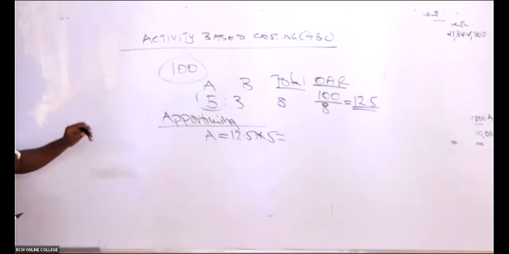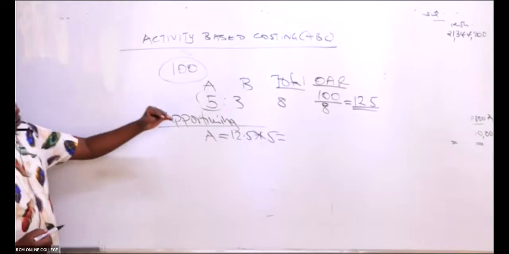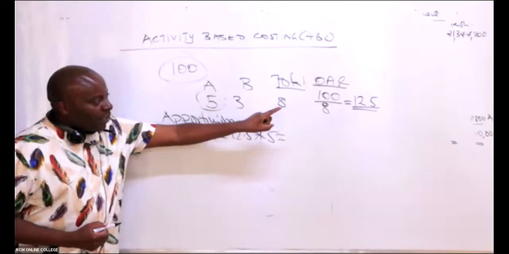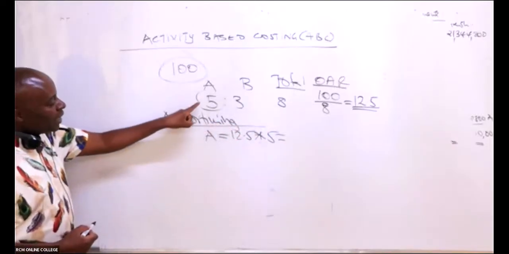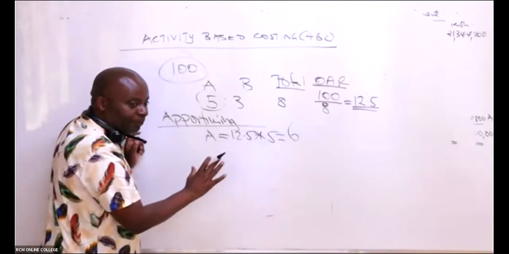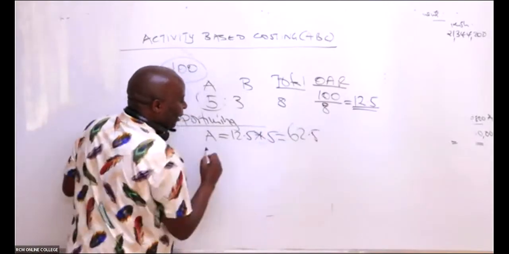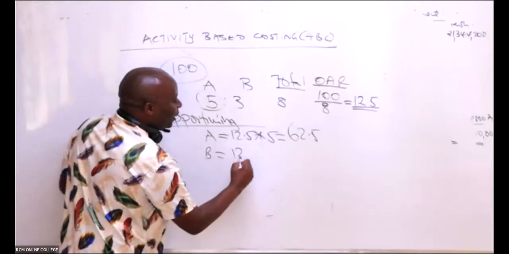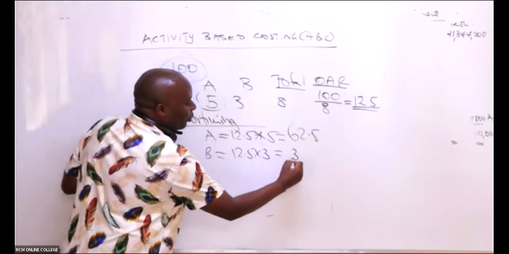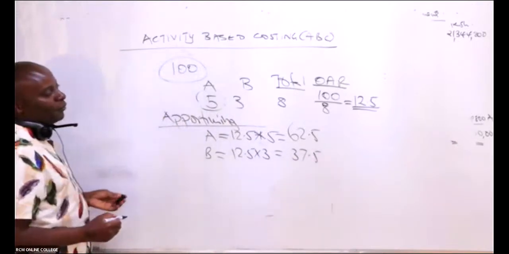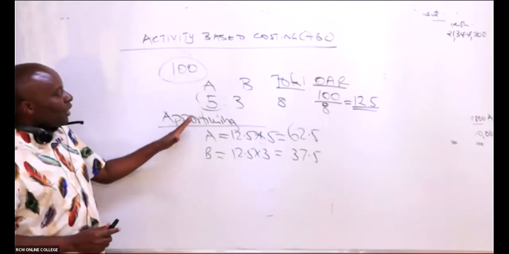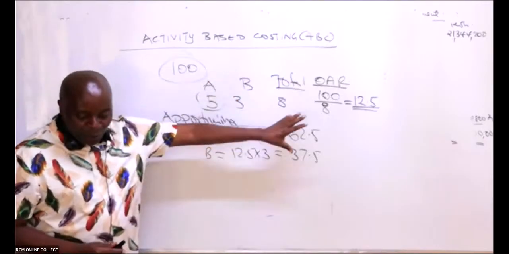OAR approach, where you take the total overhead and divide it by the total activity units. You get per activity unit, A will be consuming 12.5 and he has 5 units here. Will this give me the 60 something? You guys gave me a figure here, 62.5, isn't it? And then B, it will be the OAR times his units, times 3. And we shall be able to get the 37 point what here? 37.5. And now that introduces us to what we call activity-based costing, and we shall be using this simple approach throughout.